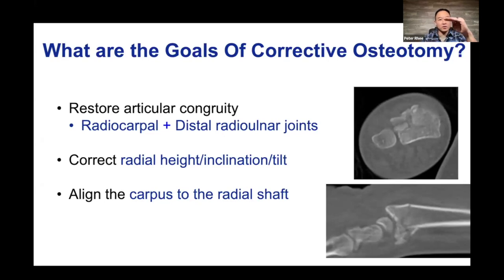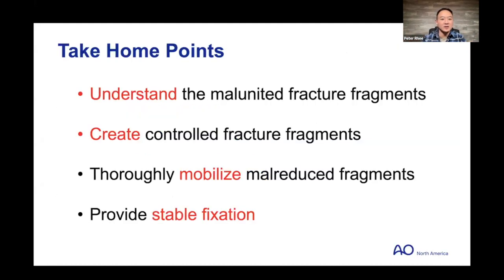So getting both the radiocarpal and distal ulnar joint articular congruity just right, and then achieving your goal of correcting your radial height, tilt, and inclination, and really importantly, getting your carpus aligned to the radial shaft, because we know that if it's not aligned in the sagittal plane, that can lead to some adaptive carpal instability patterns. So I always think about these things as I'm operating and planning corrective osteotomies of distal radius malunions.